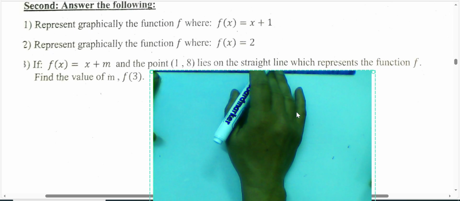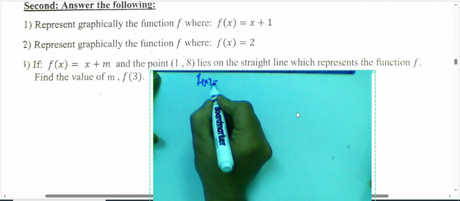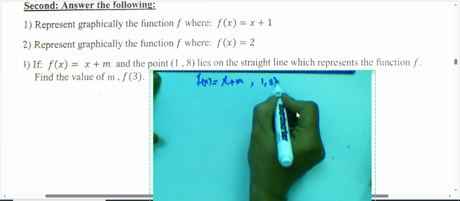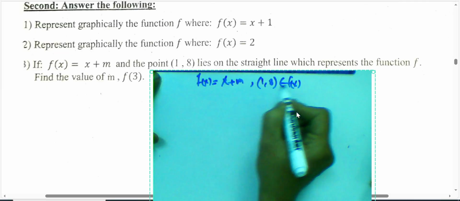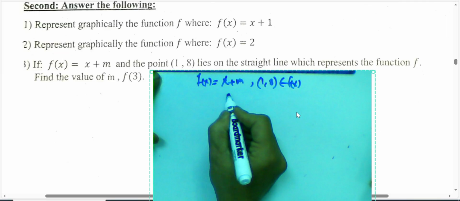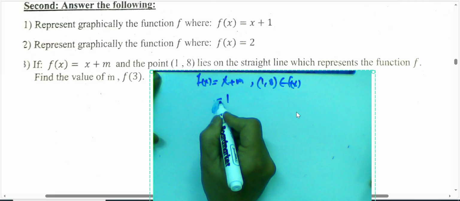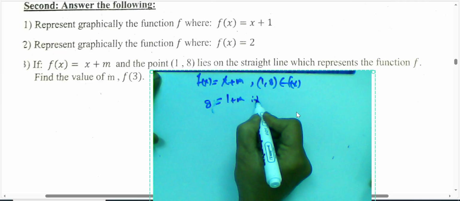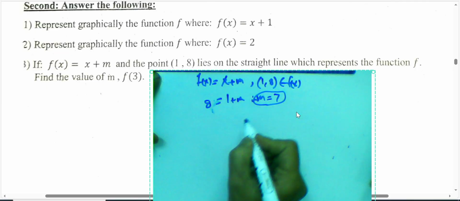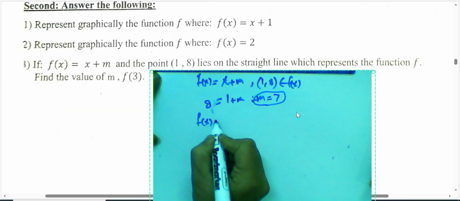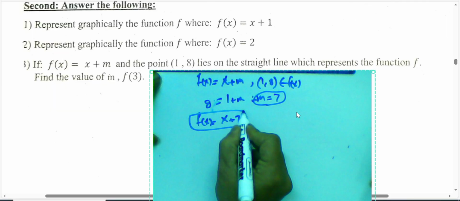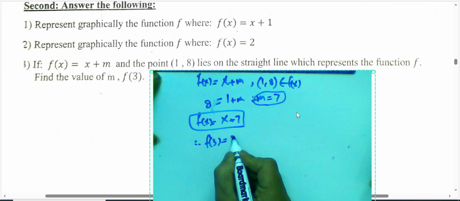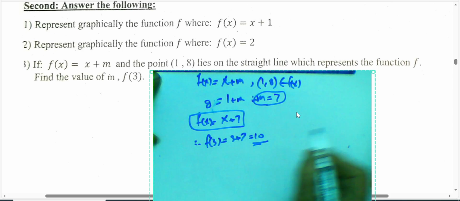We have question number 3. We have f of x equal x plus m, and we have the point 1 and 8 belonging to f of x. It satisfies the function. Put x equal 1 and y equal 8. The value of m equals 8 minus 1 equals 7. Then f of x will be equal x plus 7. Now we can find f of 3. Write 3 here. 3 plus 7 equals 10.